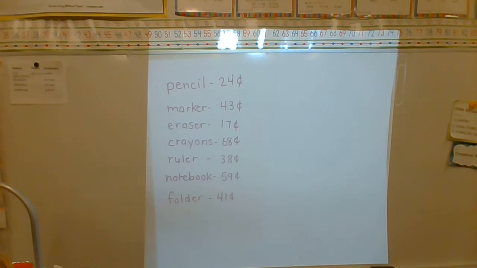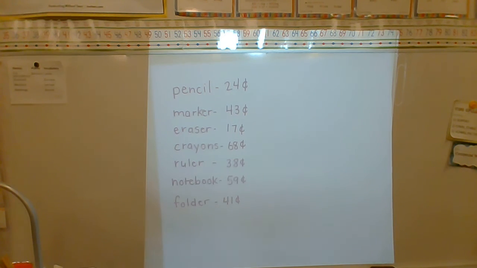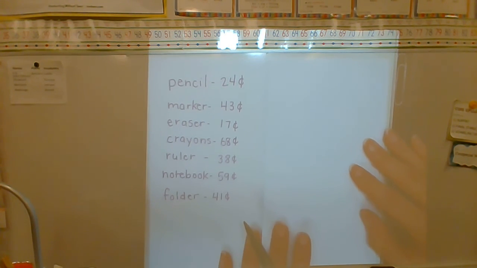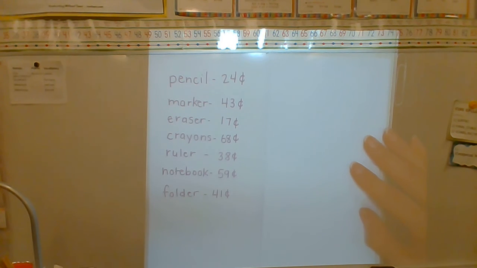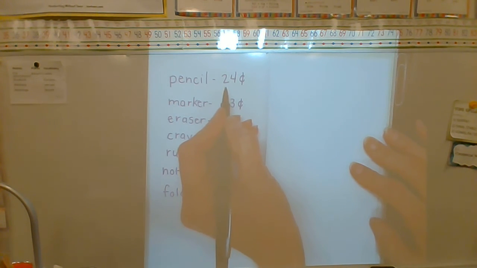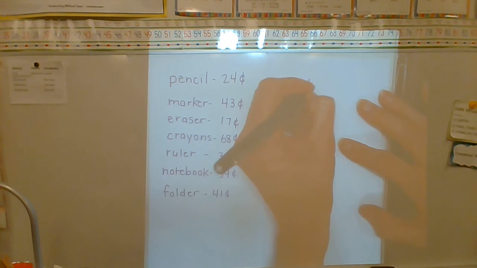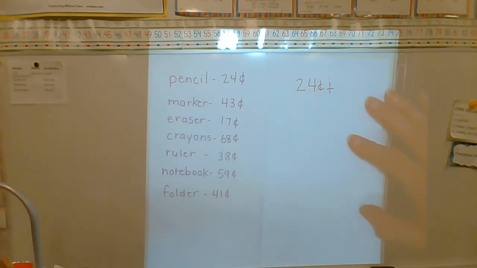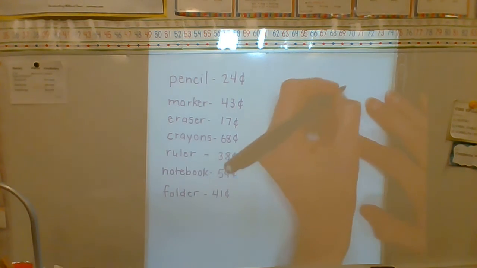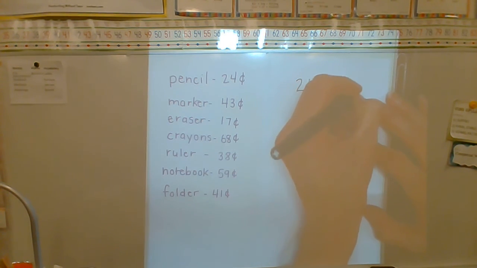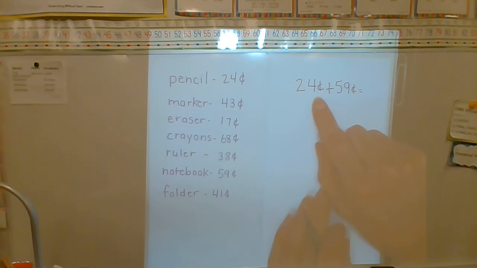Let's try two more things. Maybe we'll find something to buy at this very expensive store. Let's see. This time, with our 75 cents, let's see if we can buy the pencil and the notebook. How much is the pencil? 24 cents. To that 24 cents, I'd like to add, oh, that notebook is fancy. I wonder if I can buy the pencil and the notebook. 24 cents plus 59 cents.